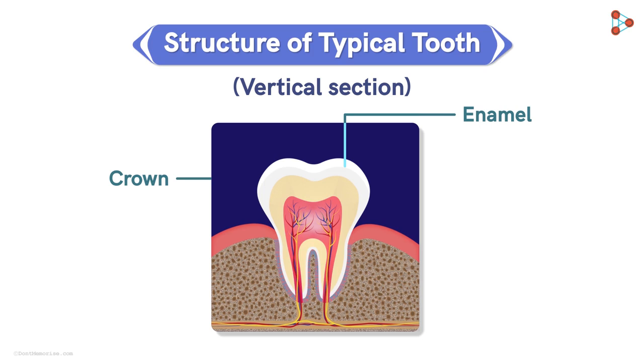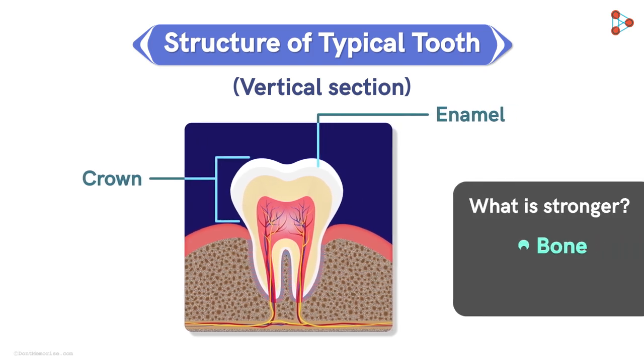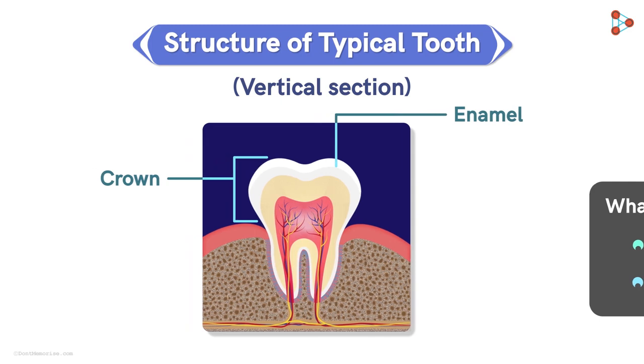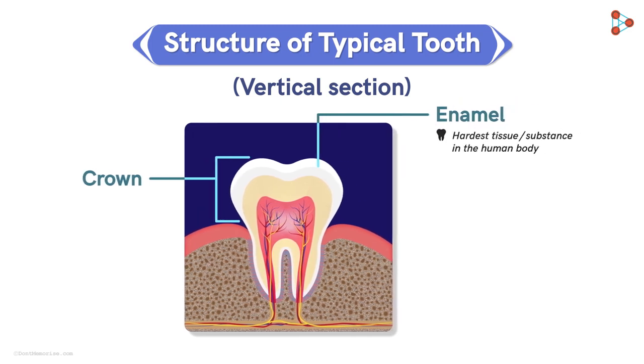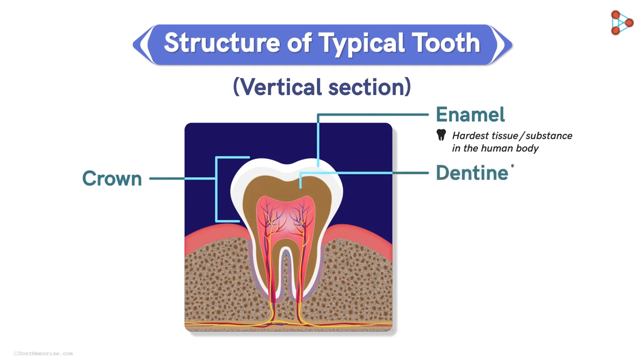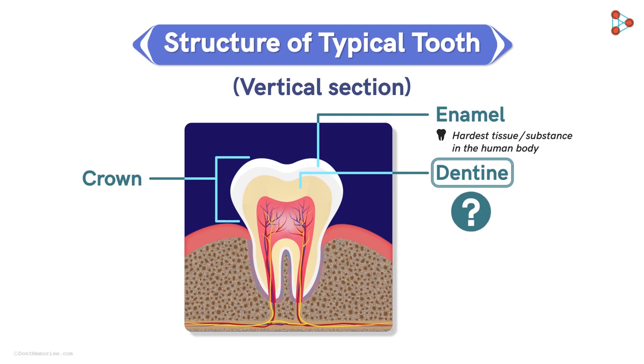Now, if I ask you, what is stronger, a bone or the enamel? I'm sure your answer will be bone. But that's not the case. It's actually the enamel. Yes, enamel is the hardest tissue or substance in the human body. The next layer after enamel is also extremely hard. This layer is what we're talking about. It's called the dentine. What do you think would be its function?